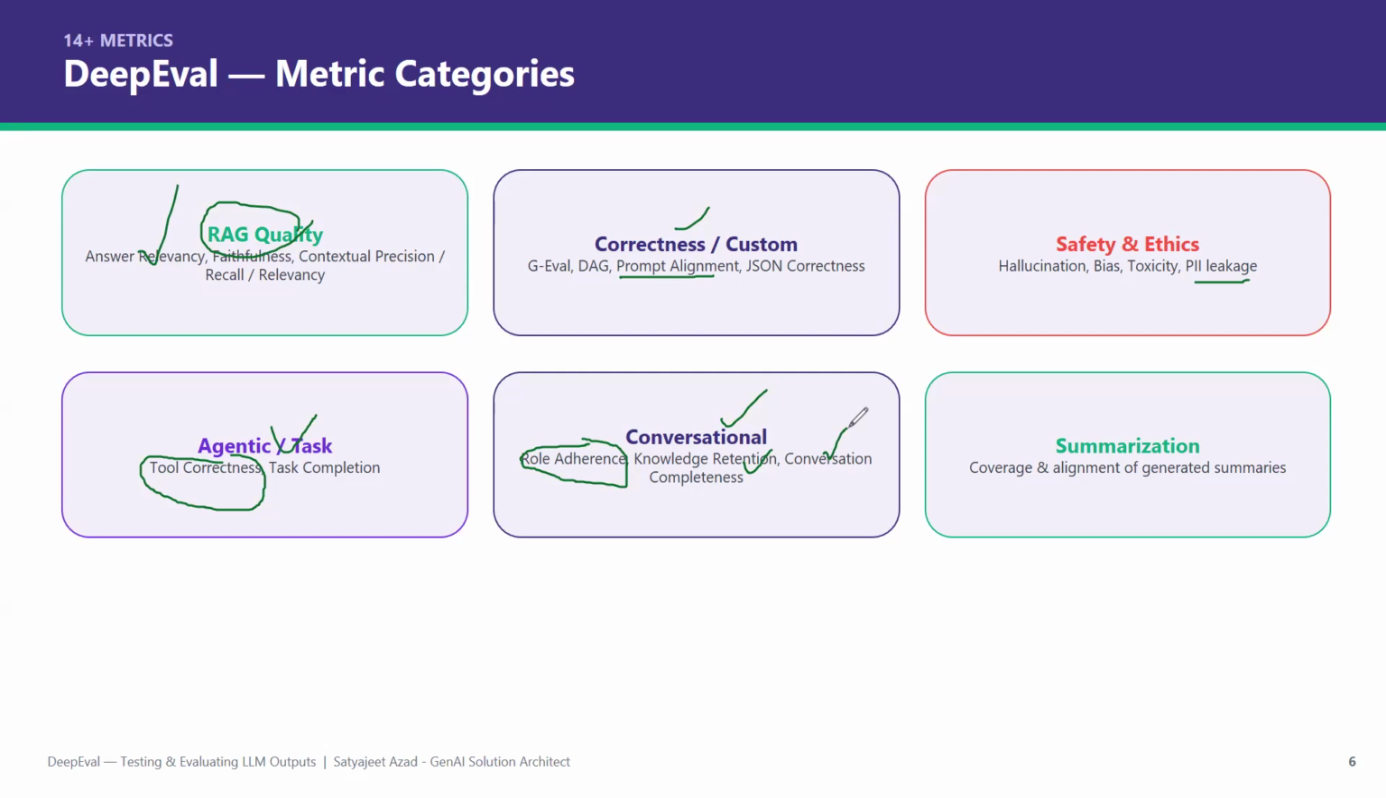And summarization: if you're working on a summarization task, whether the summaries coming from your LLMs make sense or not, and whether they are covering the context or not. So these are the DeepEval metrics we typically have.